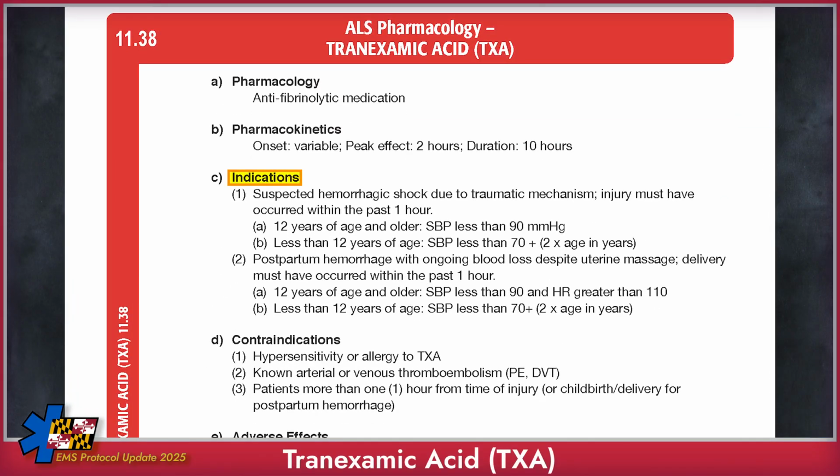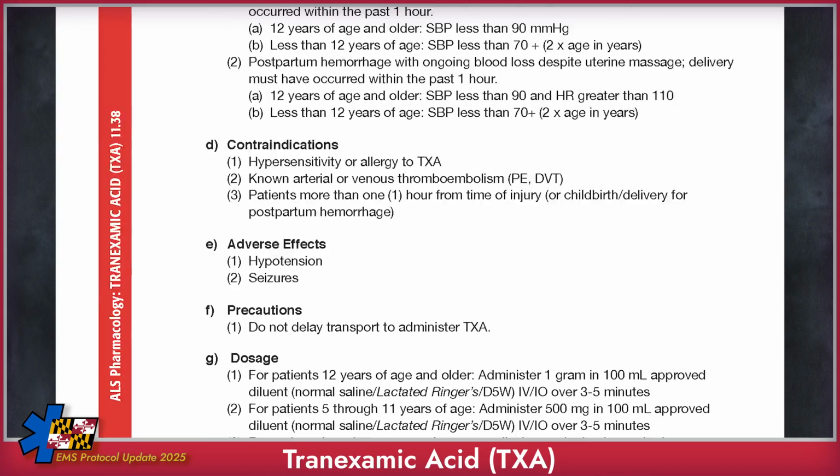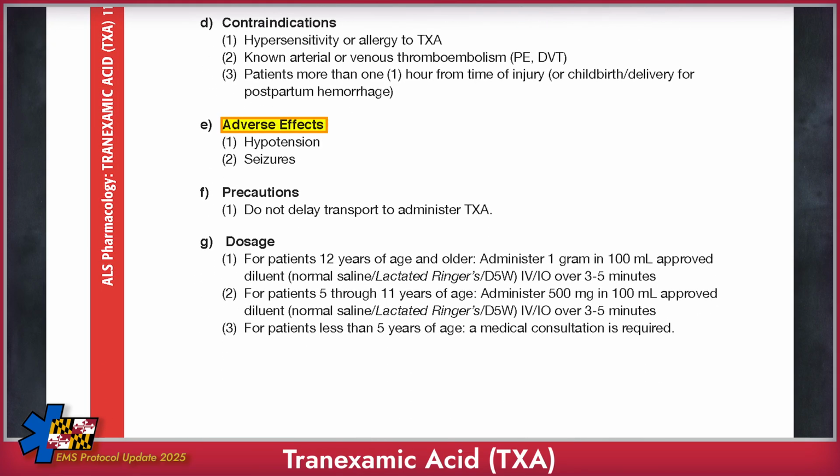Indications for TXA are suspected hemorrhagic shock due to a traumatic mechanism that has occurred within the past 1 hour and meets age-specific blood pressure criteria. Postpartum hemorrhage with ongoing blood loss despite uterine massage, with delivery having occurred within the past 1 hour and meeting age-specific blood pressure requirements. One of the listed adverse effects of TXA is hypotension.